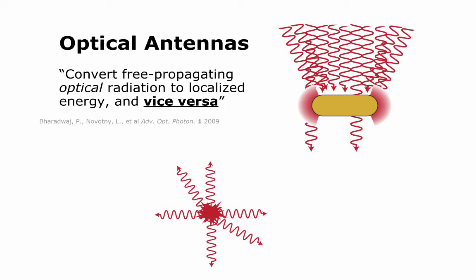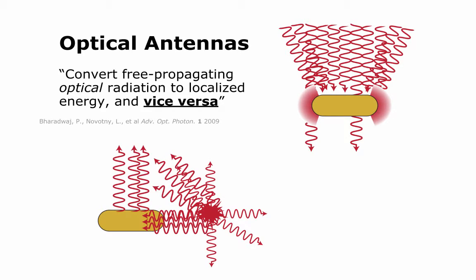Now what about the vice versa direction? What happens if we have a localized source of optical energy? This basically just means a light source that is spatially very small. This is exactly what our fluorescent molecules are, but it could be any small light source. What happens if we place an optical antenna near this localized source of energy? Through that same remarkable physics, the presence of the antenna causes the source to actually emit a lot more light. It may also reshape or redirect that light, but importantly, the antenna is converting the localized energy in the source to free propagating light.